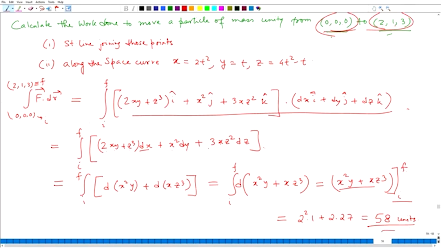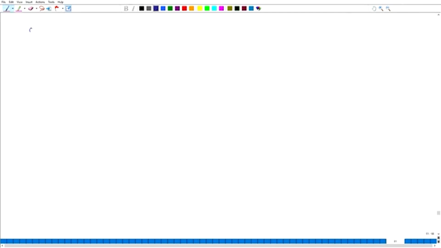So, what I will do here, I will simply take the path which is nothing but a straight line. So, I just take the straight line, calculating the work done along the straight line joining 0 0 0 and 2 1 3.